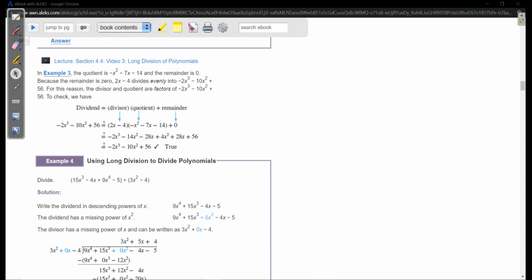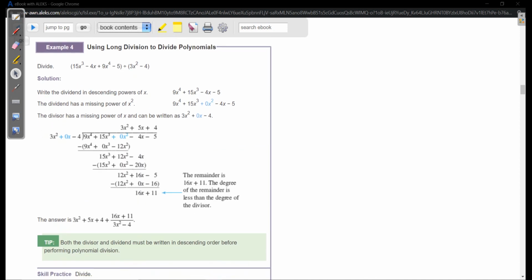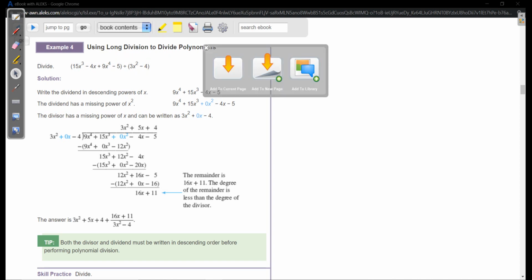Example 3. Next, we're going to use long division, but we're going to change things up and make the problem a little bit harder. How do we make it a little bit harder?